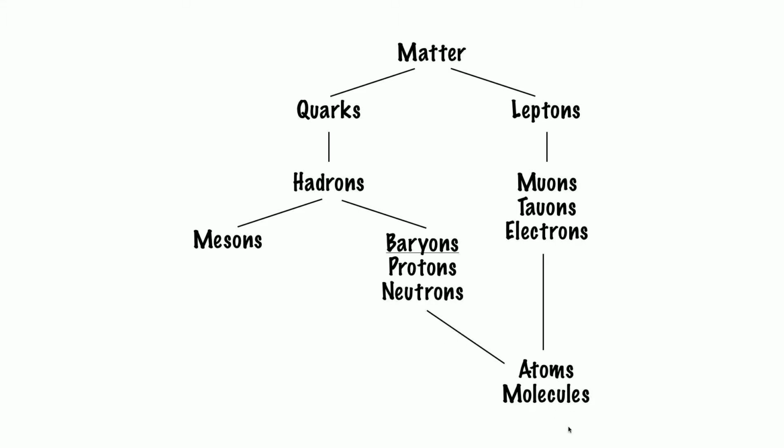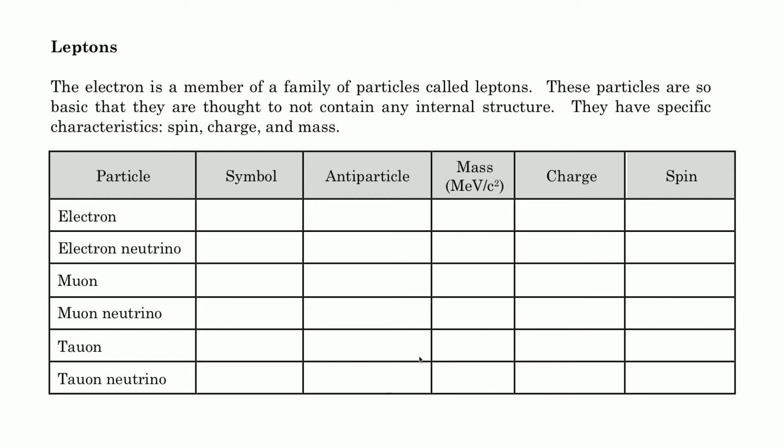Okay, so let's look at leptons first. The electron is a member of this family of particles called leptons. The particles are so basic. Leptons don't have any internal structure. That's the way we think about them right now. Originally, we used to think that electrons had no internal structure, protons had no internal structure, neutrons had none, but we were wrong about the protons and the neutrons. So who knows what the future will hold, but it's assumed that at the present time, leptons are so tiny that there's no internal structure. They are small, small, small, and very basic. They have characteristics of spin, charge, and mass.